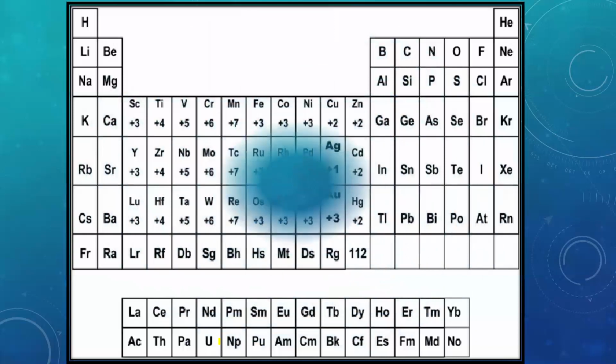Now, these are the periodic elements with the variable valences. So you can just go through it. This is just for your reference. But in the exam, this reference won't be given to you. You have to calculate.